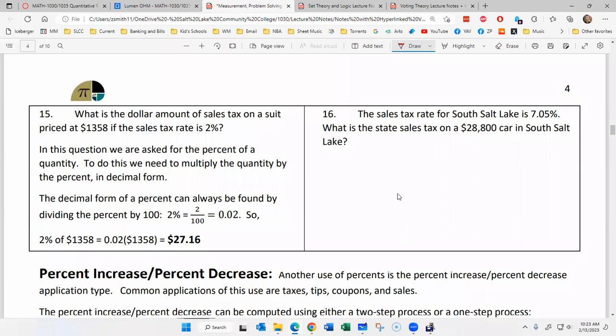All right, the sales tax rate, 7.05%. What is the state sales tax on this valued car? So we have a car and we need to pay sales tax. So again, this is a percent of problem. So we want to find 7.05% of the 28,800. I do this with a direct translation.